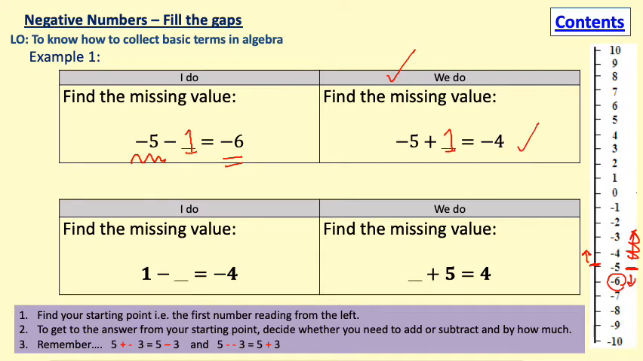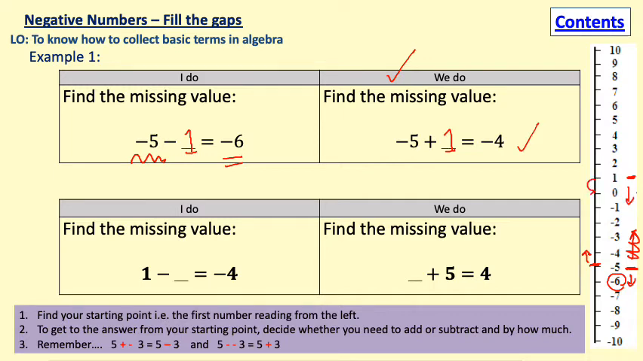So we want to find the missing value here. So we're at 1 and we're subtracting something. So we're at 1, which is here, and we want to get to -4, so we're definitely going downwards. So we are subtracting, but how many spaces?